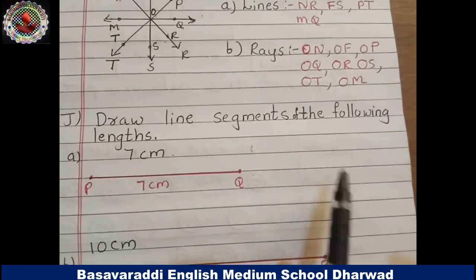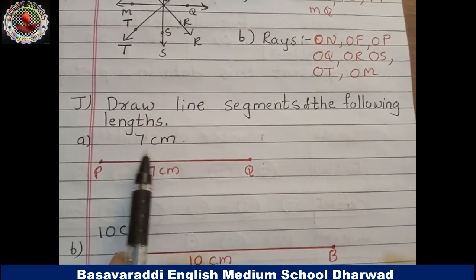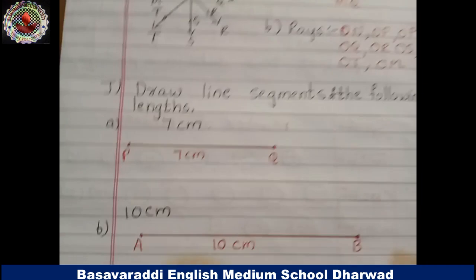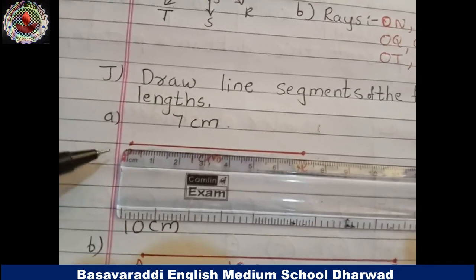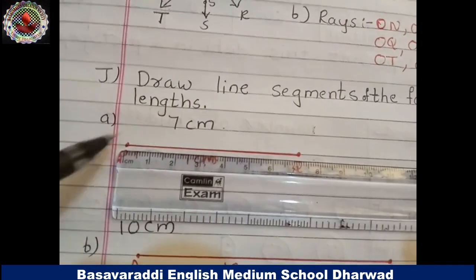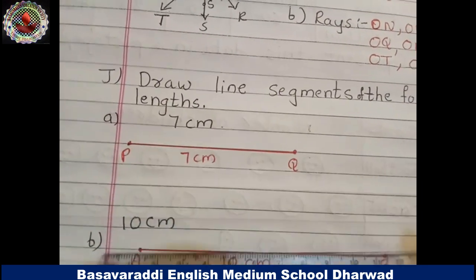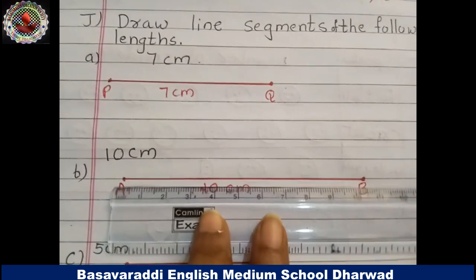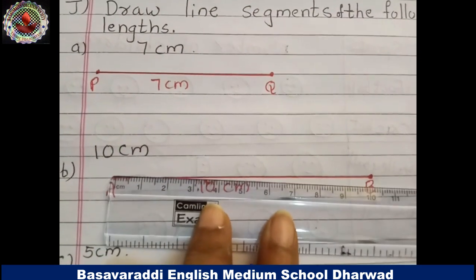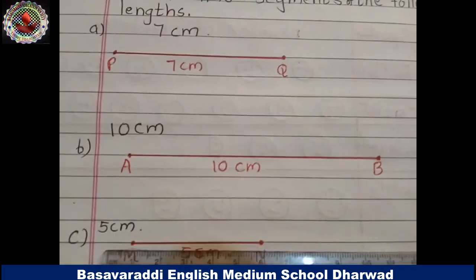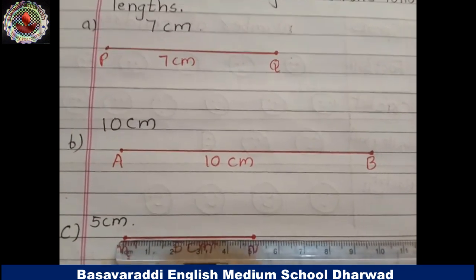Now draw the line segment of the following lengths. So 7 centimeter. You have to take a scale and mark it 0 up to 7, and afterwards you have to put the line. This is 7 centimeter. Then 10 centimeter. What you have to do? This one is 10 centimeter. You have to draw this one. 5 centimeter, not meter.